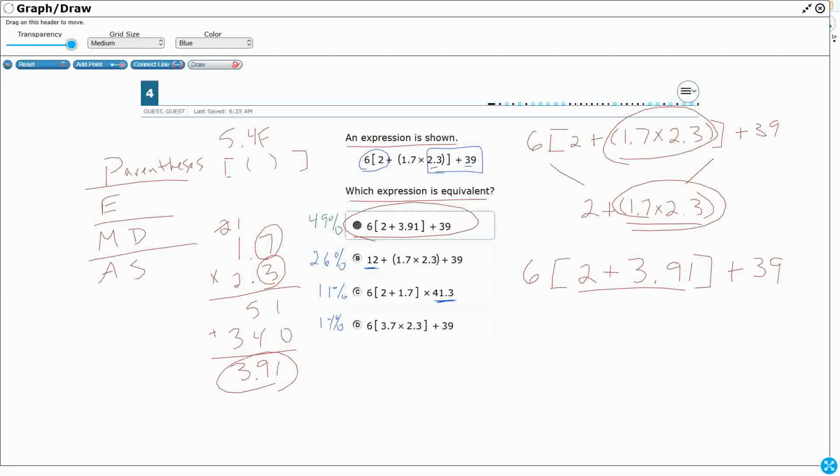So they did this first. They did the 2 plus 1.7. They just ignored the parentheses, but they knew that something had to happen within that bracket. So they ignored the parentheses and they did the 2 plus 1.7 equals 3.7. So this was definitely more difficult. This was actually tied for our 10th most difficult or 10th hardest question.